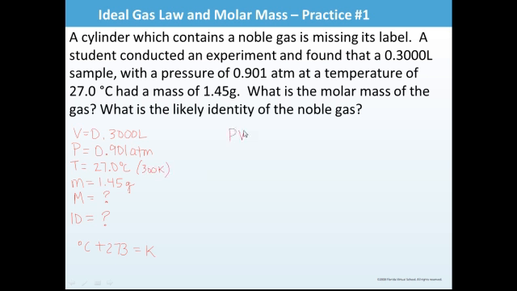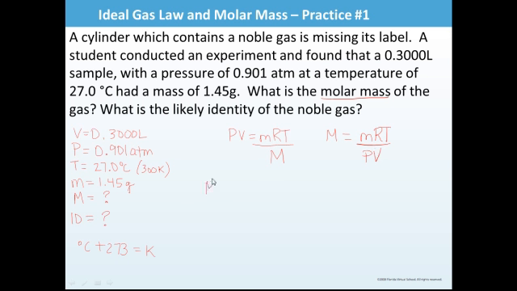All right, now I'm going to write down my formula. PV equals mass times R times T divided by molar mass. And now all I'm going to do is rearrange to get my molar mass. My problem is asking me for molar mass, so I don't want to keep molar mass on my denominator. I want to rearrange this. So I get mass times R times T divided by my pressure times my volume.